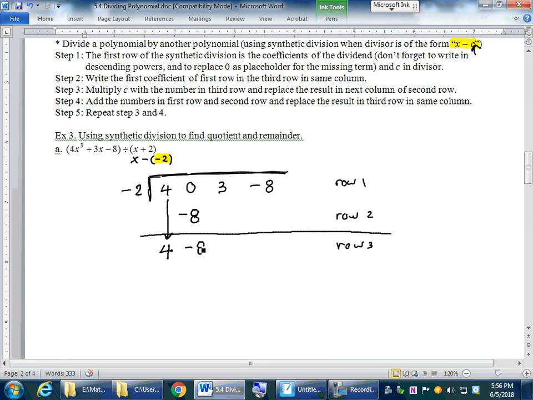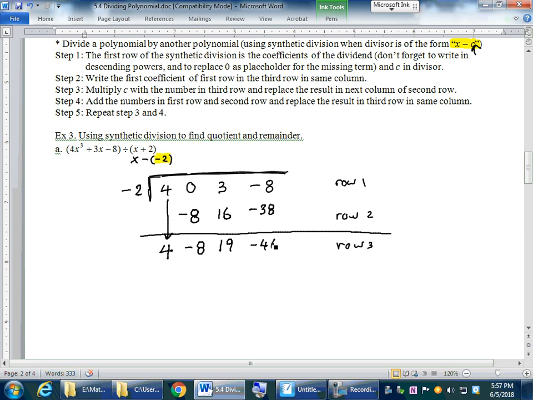So c times row 3, in this case negative 2 times negative 8, which will become positive 16. You write it in row 2. Add row 1 and row 2. That'll give me 19. Then you multiply c with row 3, which will become negative 38. And you add row 1 and row 2, which is going to be negative 46.